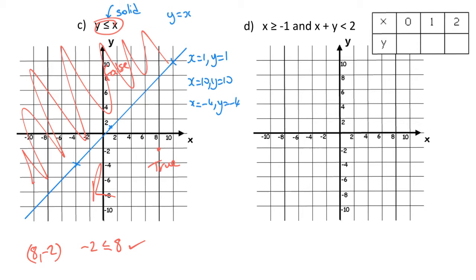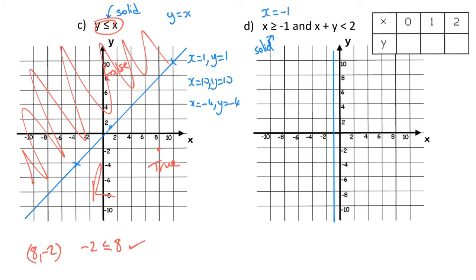The next one then we've got x is bigger than or equal to minus 1. So that's going to be a vertical line passing through the x-axis at minus 1. So it's based on the line x equals minus 1. And it's a greater than or equal to sign, so it's going to be a solid line. So it's a solid line through minus 1.